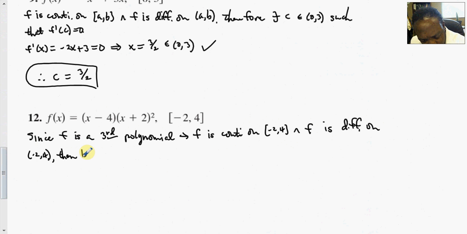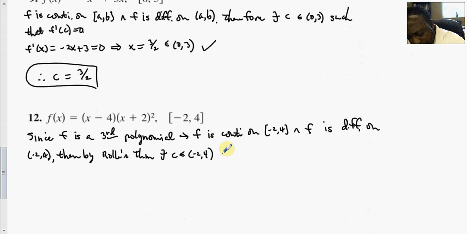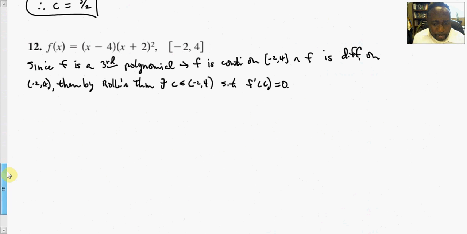Then by Rolle's theorem, there exists a C on the open interval from negative 2 to 4, such that F prime of C is equal to 0. So now we find such C.